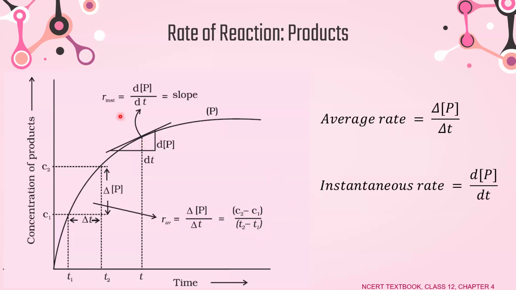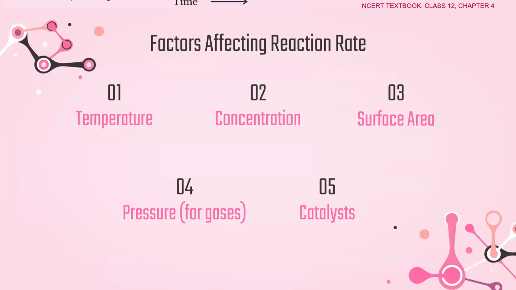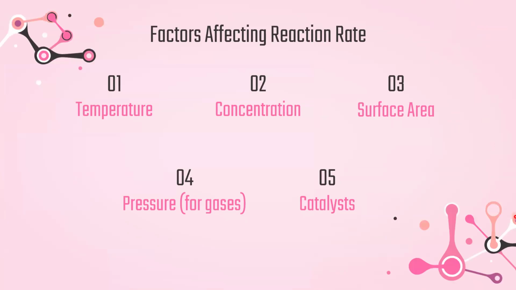Now let's talk about the instantaneous rate. Similarly, like the previous one, we are going to find the rate at this particular instant. The change in the concentration of product at that particular instant is going to be equal to the instantaneous rate. So I hope this was clear to you for the rate of reaction of the products and reactants.